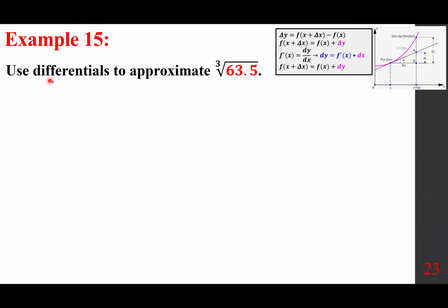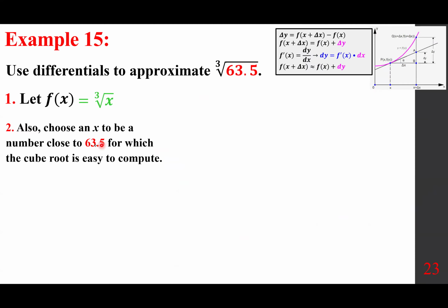A similar question: we want to use differential to approximate cube root of 63.5. We need a function. And again, we're going to read the question. Cube root of, so the function is cube root of x. We are looking for the closest number to 63.5 that we can easily compute and come up with the cube root in no time in our head. Everybody knows that cube root of 64 is 4. Therefore, let x be 64.